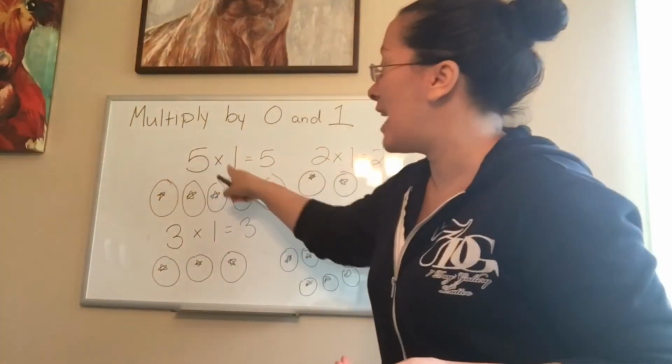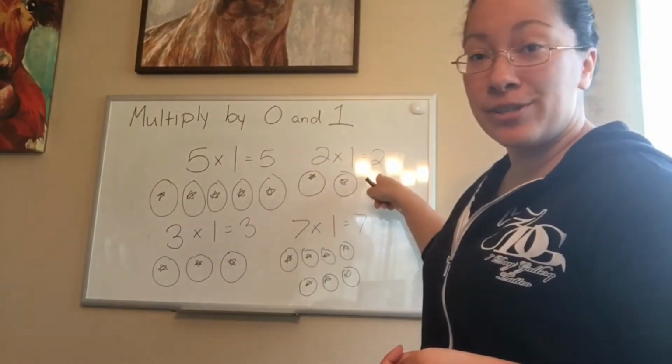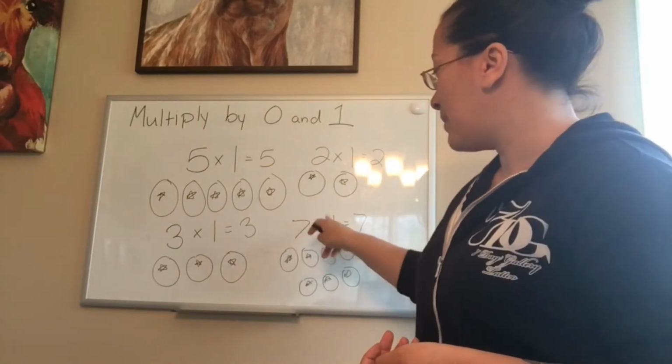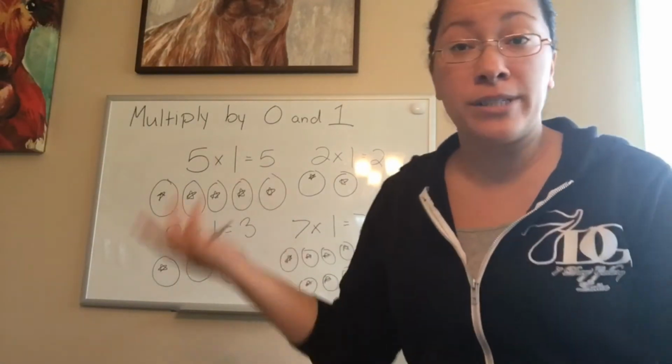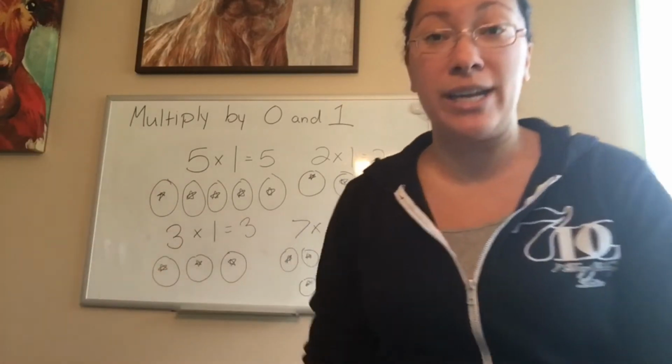So 5 times 1 equals 5. 2 times 1 equals 2. 3 times 1 equals 3. 7 times 1 equals 7. 4 times 1 equals 4. 100 times 1 equals 100. 1,000,000 times 1 equals 1,000,000.